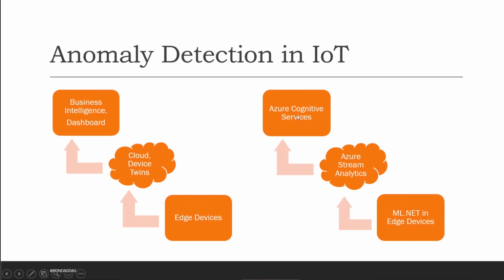So what we're going to do today, I'm going to do a demo on how you would do ML.NET in edge devices. I will not focus on Azure Stream Analytics. There's also machine learning anomaly detection there. Also, there's an Azure Cognitive Services called Anomaly Detector. I'm going to do a demo on that one. So we'll start with the ML.NET in Edge.